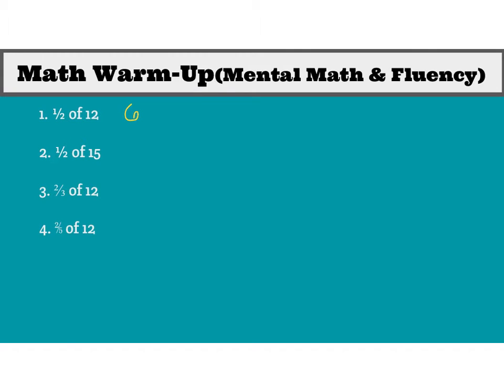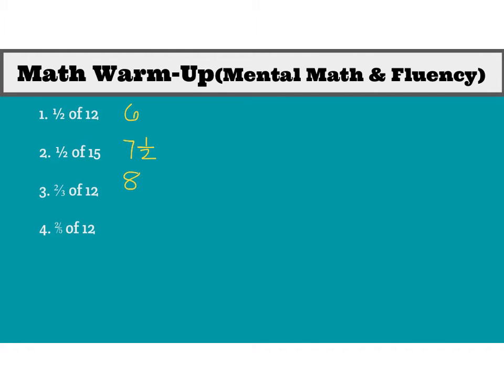Number 2, 1/2 of 15. That one does not divide evenly, does it now? So if we do 1/2 of 15, we're going to have a little bit left over. So our answer, if you figured that out in detail, would be 7 1/2. Number 3, we have 2/3 of 12. 2/3 of 12 would be 8.